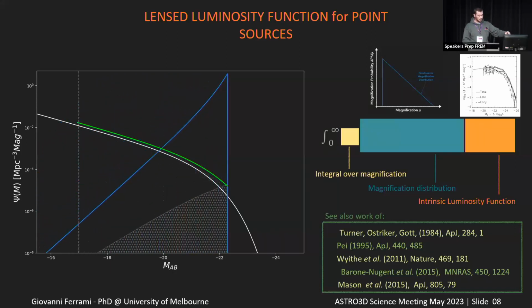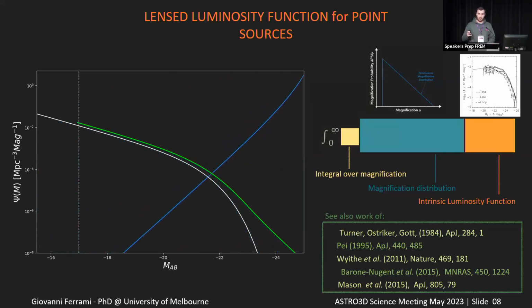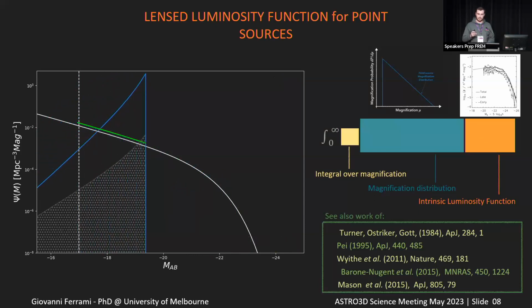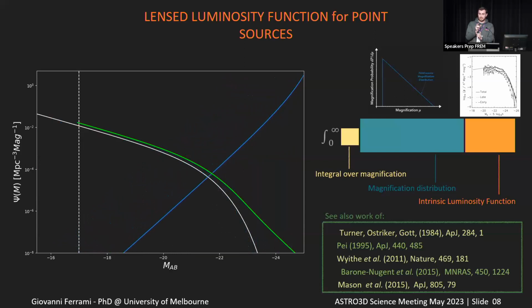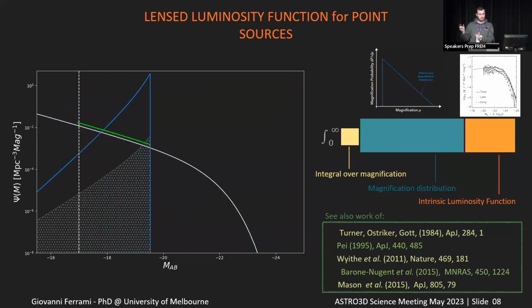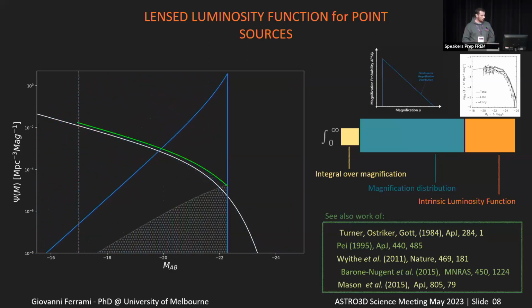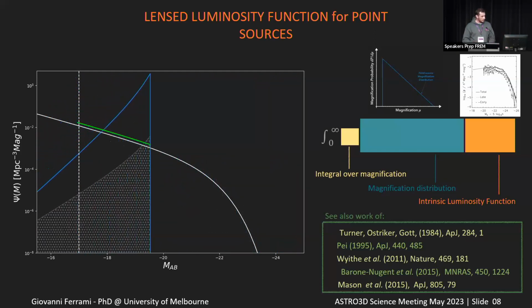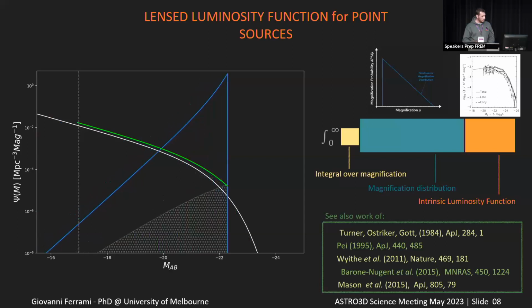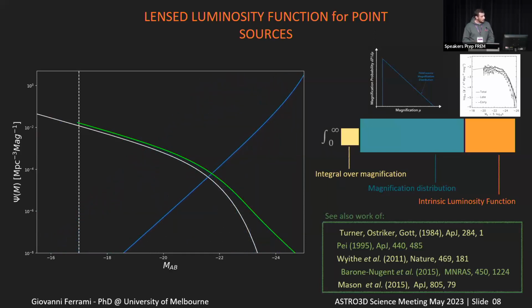While at the bright end, we get a bump, which looks much closer to a double power law than the Schechter cutoff, because you are bringing intrinsically fainter galaxies to apparently brighter magnitudes. And this is what happens. So this has been done throughout the years by the people that I cited here, amongst others.